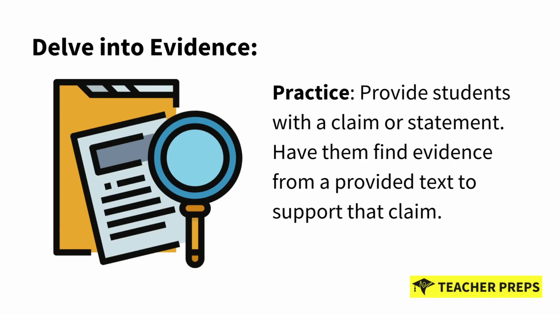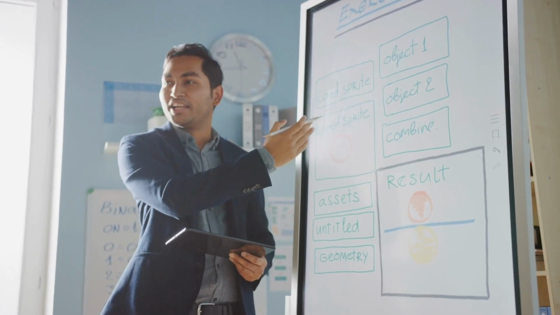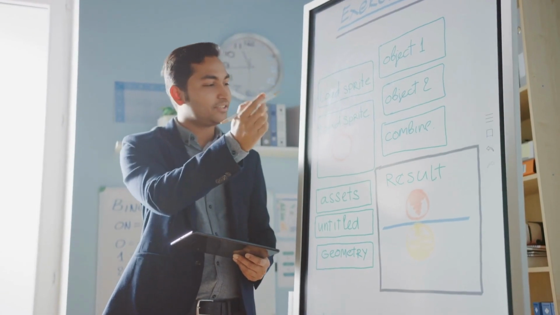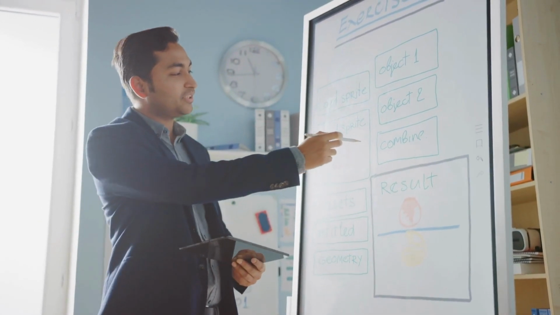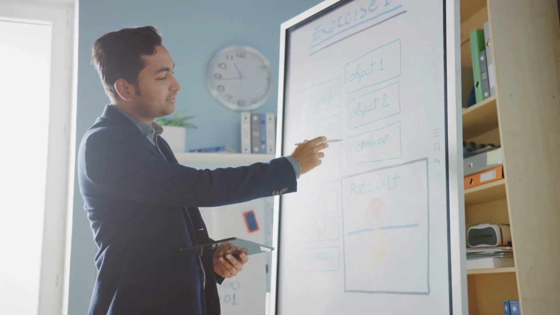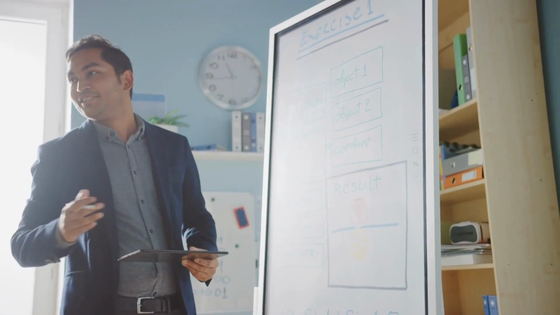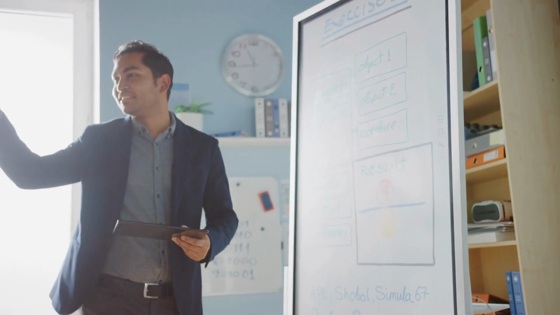Give our students practice, practice, practice. Provide our students with a claim or a statement. Have them find evidence from a provided text that we give to them in order that they can support their findings. Remember, these skills, especially for students grades 4 through 6, require continuous reinforcement. Be patient, offer plenty of practice opportunities, and always provide constructive feedback. Celebrate their progress and always encourage them to be curious and inquisitive.